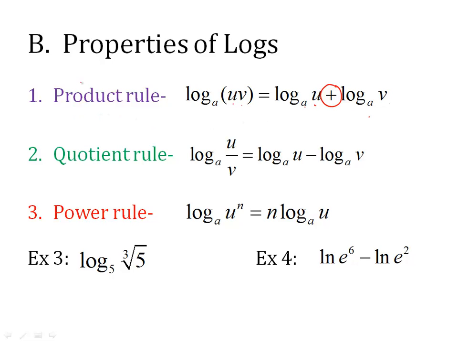The quotient rule. Remember, product means multiply. Quotient means divide, right? So division, log base a of u divided by v is the log base a of u minus the log base a of v. So you're subtracting on the quotient rule. The power rule says the log base a of u to any power n can be rewritten as that power n times the log base a of u. So basically you're just taking that power and moving it to the front of the equation.